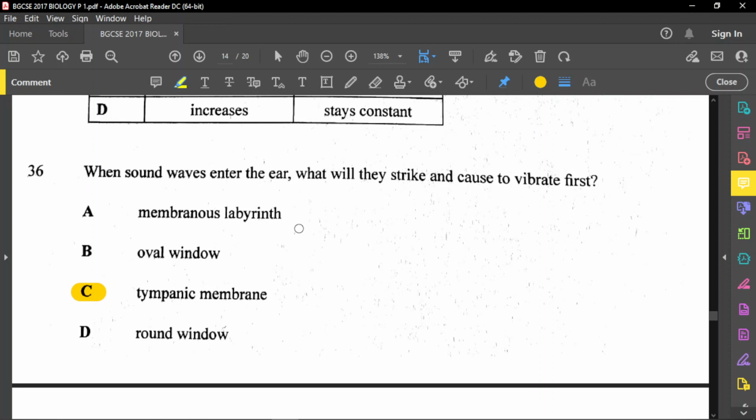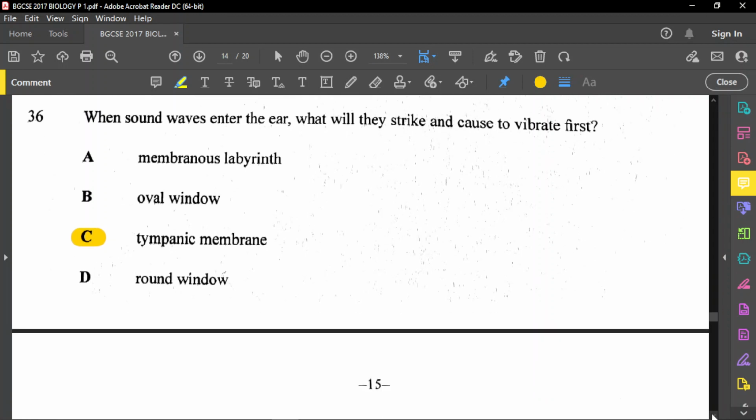All right, so the round window and the oval window are different sections of the semicircular canal leading down to the cochlea, and they are just openings that help to maintain your pressure.